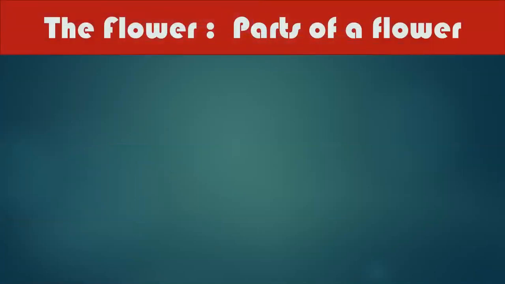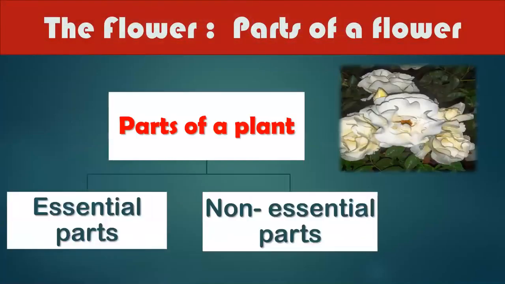Every flower is composed of mainly two parts. The first part is essential and the second part is non-essential. Do we know what these are? Let's see. Essential parts are those which are directly involved in the process of reproduction, whereas the non-essential parts are those which are not directly involved in the process of reproduction. Let's see what this part consists of.